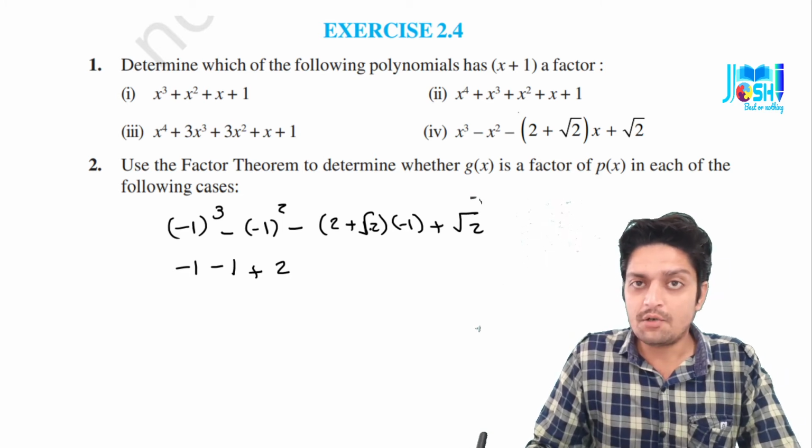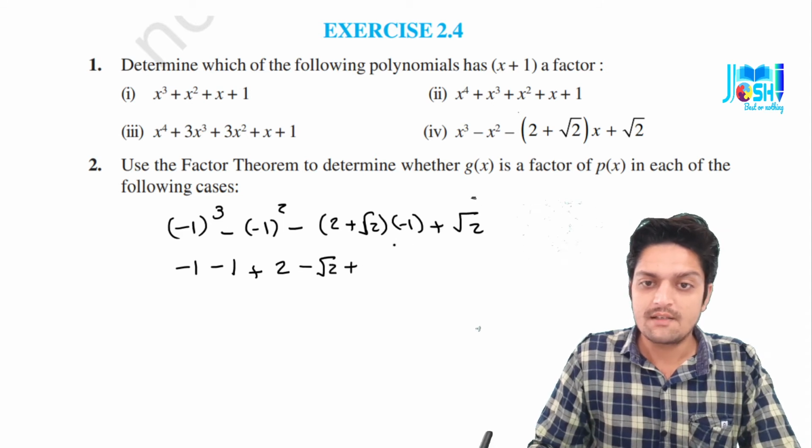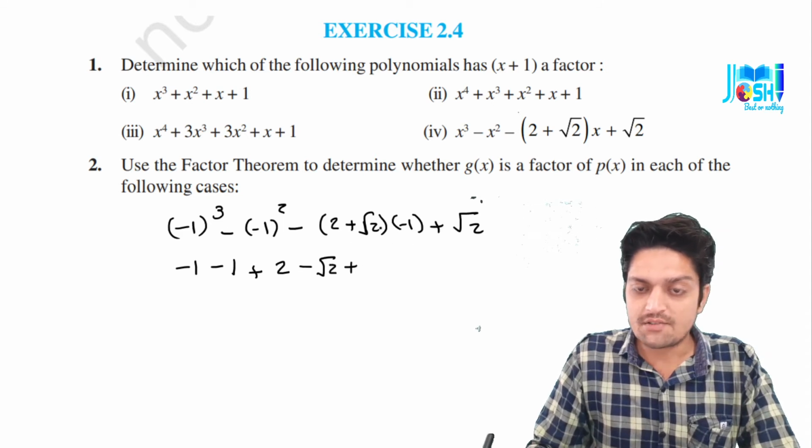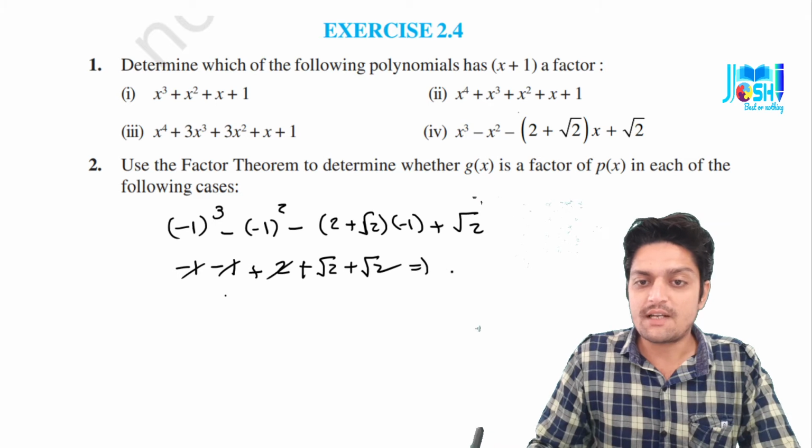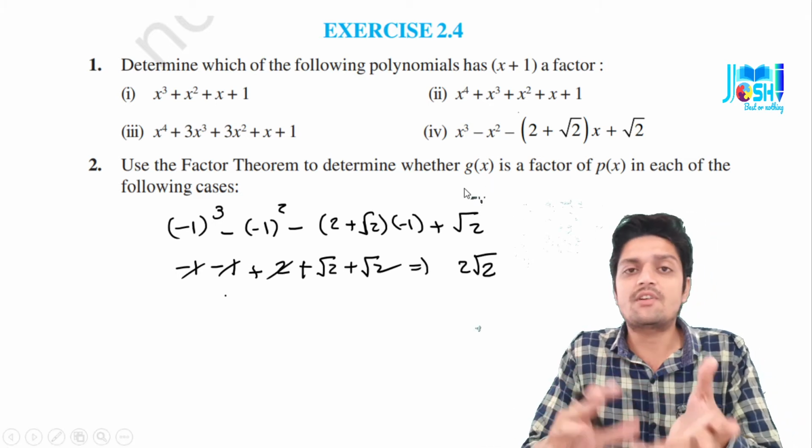Minus 1 into root 2, so that is minus root 2, and plus minus 1 into root 2 minus root 2, but minus and again minus, so minus minus is plus, so plus root 2, and plus root 2 as it is. So minus 1 minus 2 plus 2 is 0. This all will cancel, but root 2 plus root 2 is 2 root 2. And again, see, the answer is not 0.